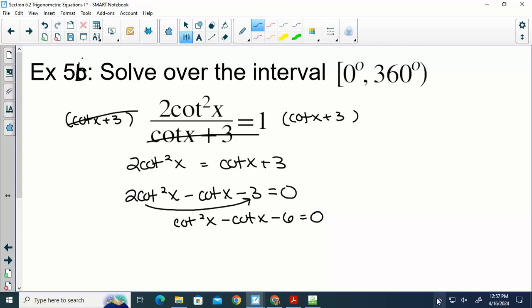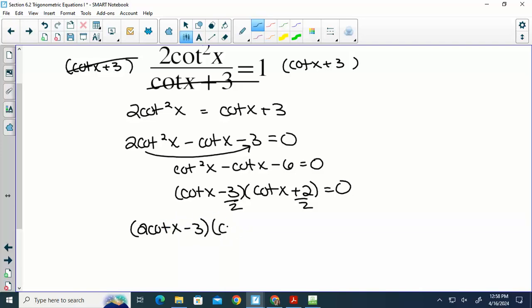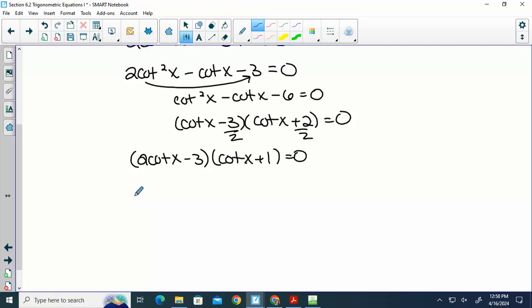Is this factorable? Positive or negative 3, positive 2. And then we need to divide by 2. We are doing all the answers between 0 and 360, so we don't need all possibles. We are in degrees. But these are non-normal numbers. So we get 3 halves and negative 1.